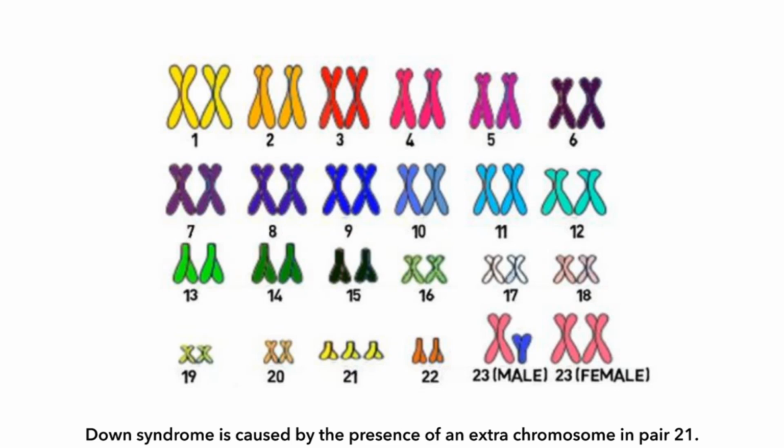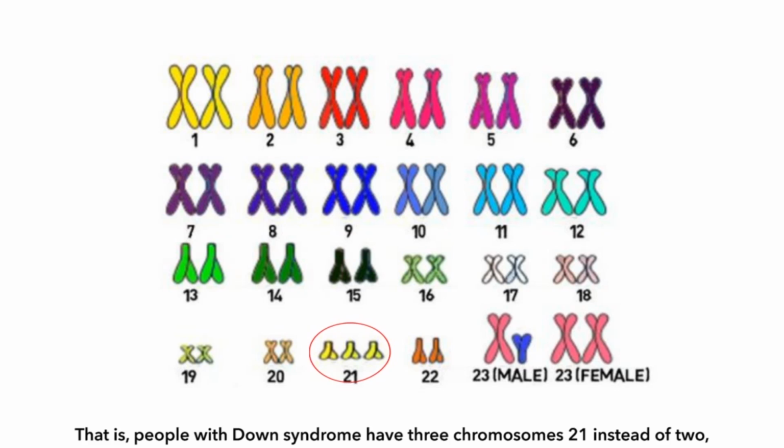Down syndrome is caused by the presence of an extra chromosome 21. That is, people with Down syndrome have 3 chromosomes 21 instead of 2, so they have one more copy of that DNA segment. But how can they have one more chromosome? There are 3 main causes that can provoke trisomy 21.